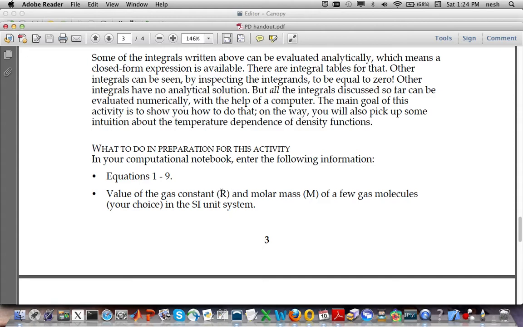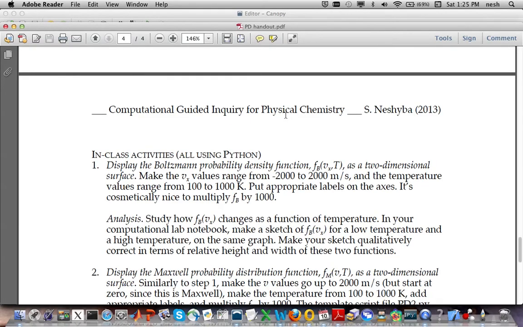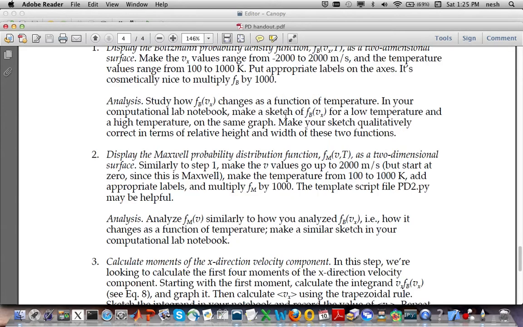So I can just tell you that the gas constant is 8.314 joules per mole Kelvin. The molar mass is going to be a bit tricky because you're used to grams per mole, but if you're going to be talking in SI units, that has to be kilograms per mole. So you would divide by 1,000 compared to what you might expect. So that's having done that.